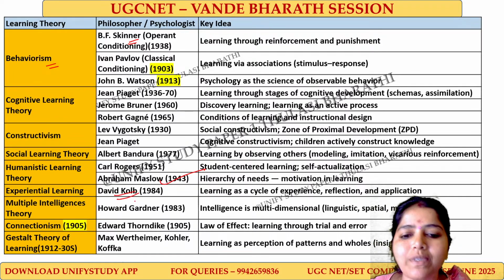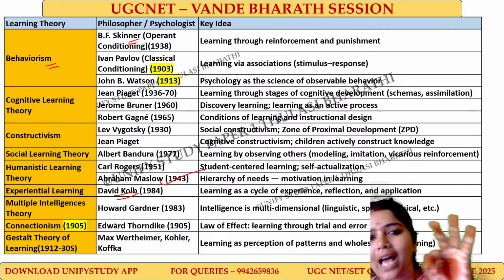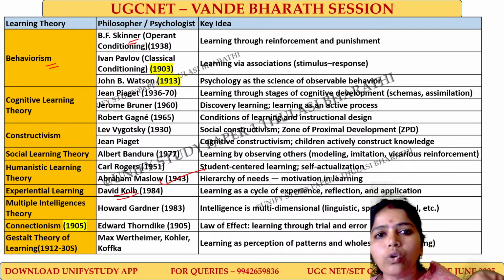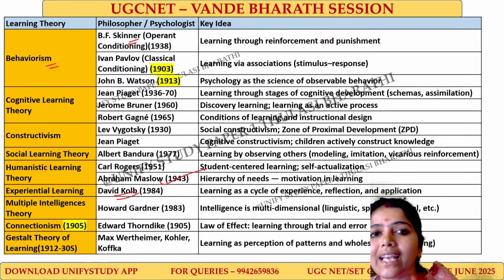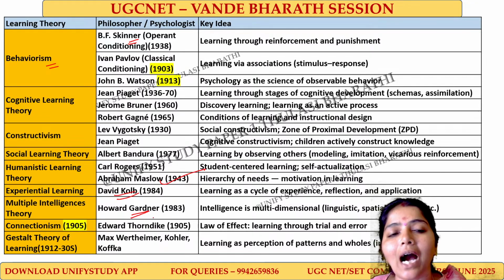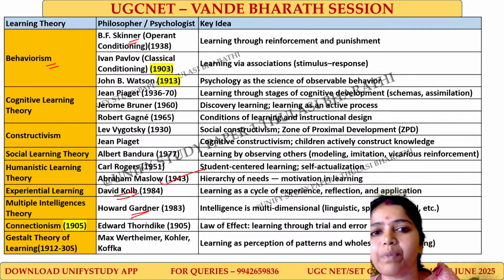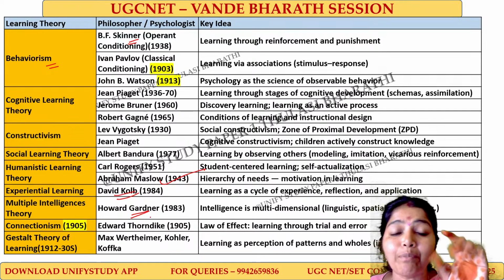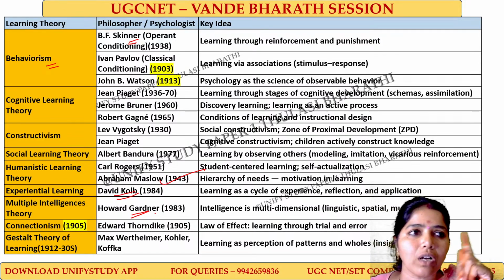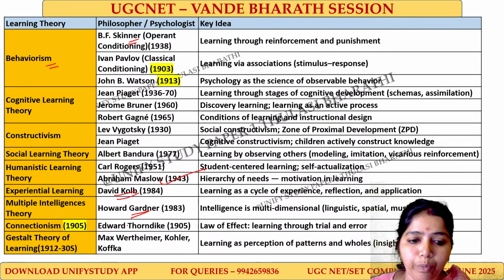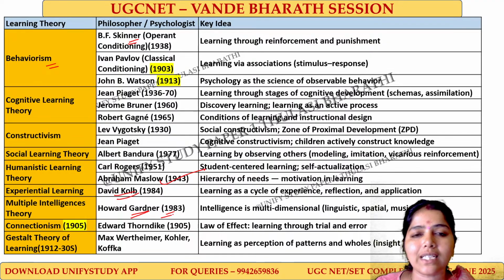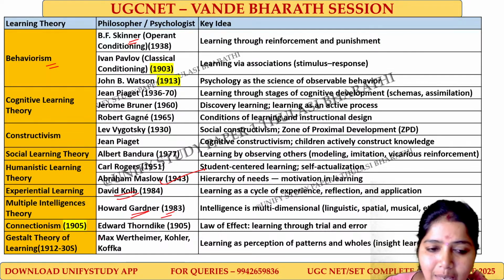And then David Kolb's theory: we have experience, reflection, application, right? Getting a good experience, then doing the reflection, then framing new ideas and applying that skill. David Kolb's experiential learning theory. And then Howard Gardner's theory on intelligence. Every person is born with multiple intelligences. No person is unintelligent in every factor. He might be intelligent in multiple factors, and that's what was proposed by Howard Gardner in 1983, the multiple intelligence theory. And then we have the connectionism theory, as we saw before, from 1905.